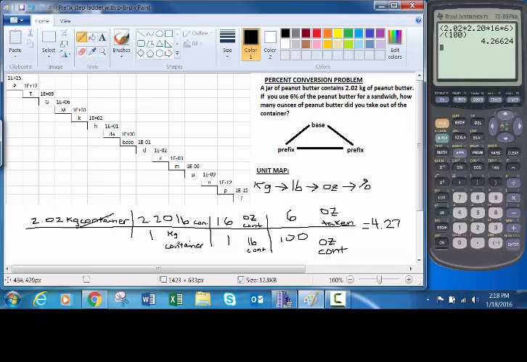Kilograms in our container cancels out kilograms in our container. Pound in the container cancels out with pound in the container. Ounces in container cancels out ounces in container, to leave us with the unit of ounces taken out of the container. So ounces taken. This would be our answer.